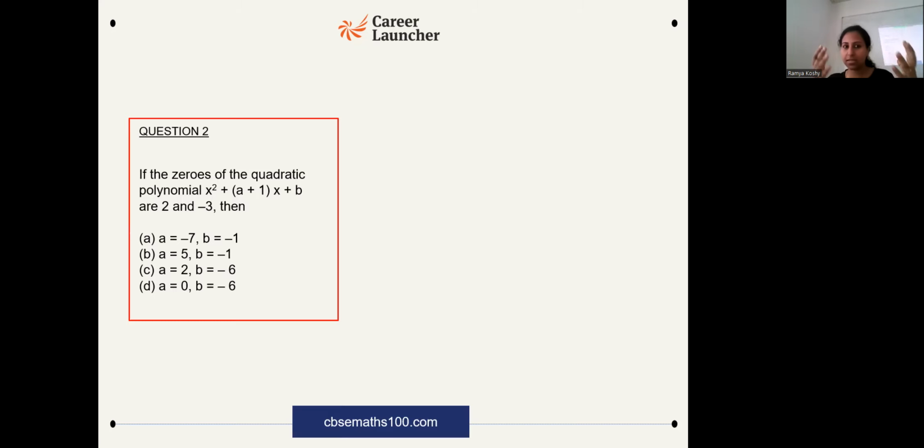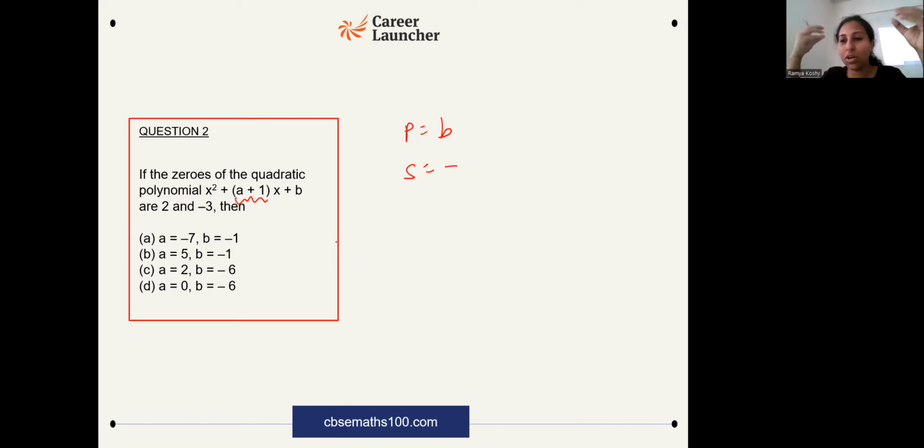See, this particular question can be answered without writing many steps. You know that the product is c by a. Here the constant term is b, so b by a means the product must be b. And the sum's value must be minus b by a. Minus b by a means it should be here minus b, where b, the x coefficient, is a plus 1.